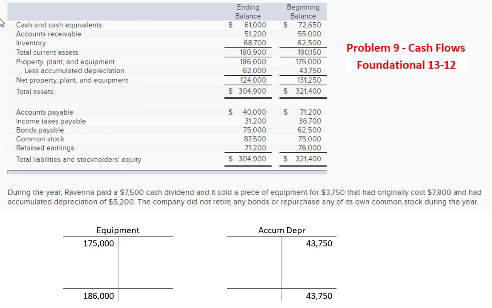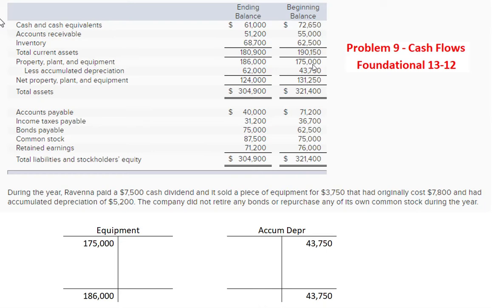This is a quick walkthrough of problem 9 on the cash flow chapter. It's also labeled foundational problem 1312. We're asked to calculate the amount of gross cash outflows reported in the investing section of a company's cash flow statement. Let's take a look at what we're given regarding plant, property, equipment.